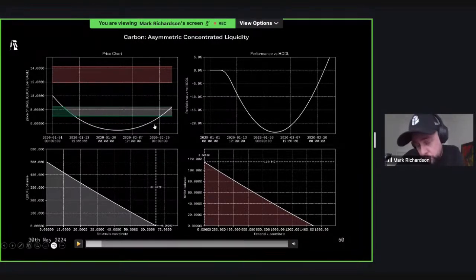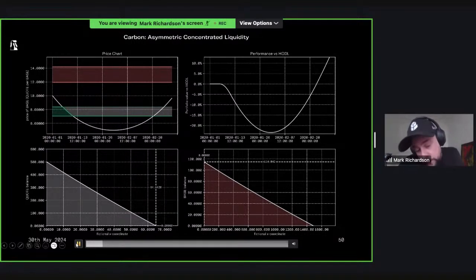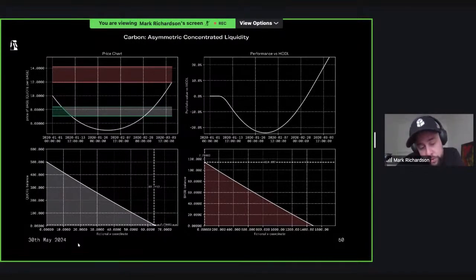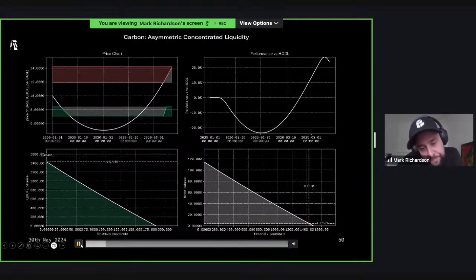And maybe that's what the user wants, right? Maybe the user only bought things down here because they're trying to sell it again up here. And if that's a reasonable attitude to have, then separating the tokens into their own separate bonding curves is apparently a very reasonable way to go about building a decentralized exchange.